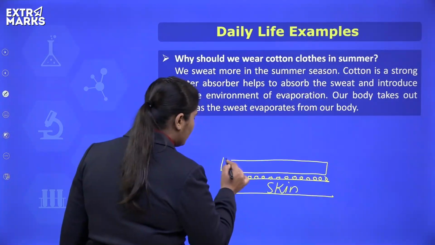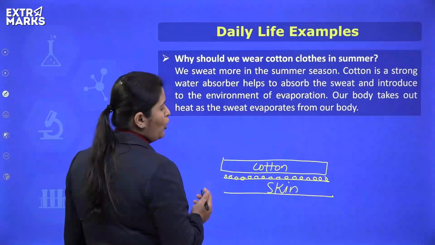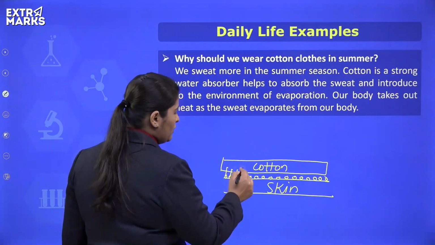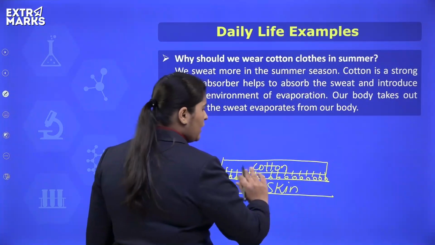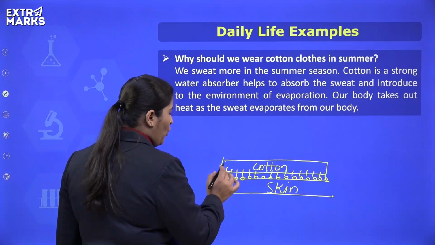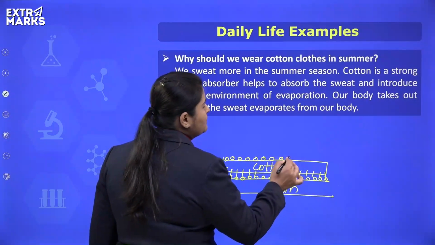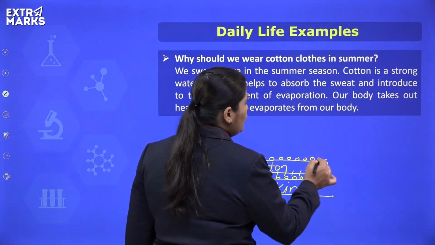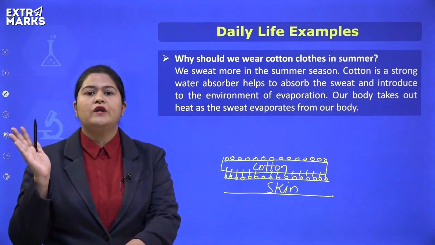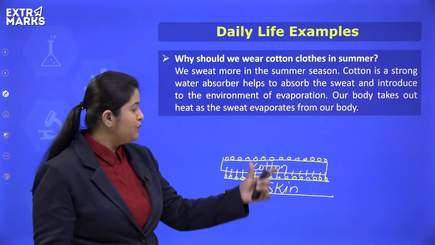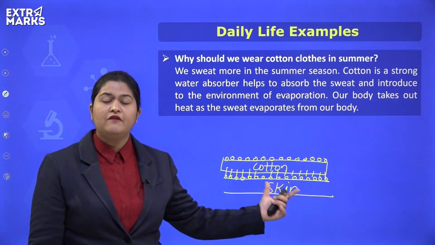Suppose this is the layer of the cloth which is made up of cotton. Cotton being a good absorber of sweat, what it will do? It will absorb the sweat particles. It will absorb sweat and expose the sweat to the external environment for evaporation. So this is how cotton clothes absorb the sweat from our skin and expose it to the external environment for evaporation, speeding up the evaporation of our sweat, making our skin feel cool.